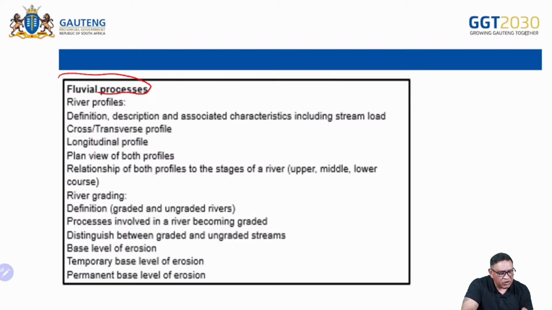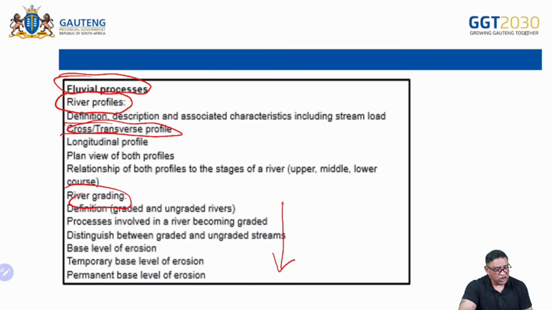So the next section we're looking at is fluvial processes with river profiles, river grading, all right? And we're going to look at various concepts like temporary base level erosion, permanent, distinguishing between graded and ungraded river grading. And under profiles, we look at the cross or transverse, longitudinal profile, the plan view, and the relationship between the profiles. So we're now starting again to relate the things. So let's get going with this.